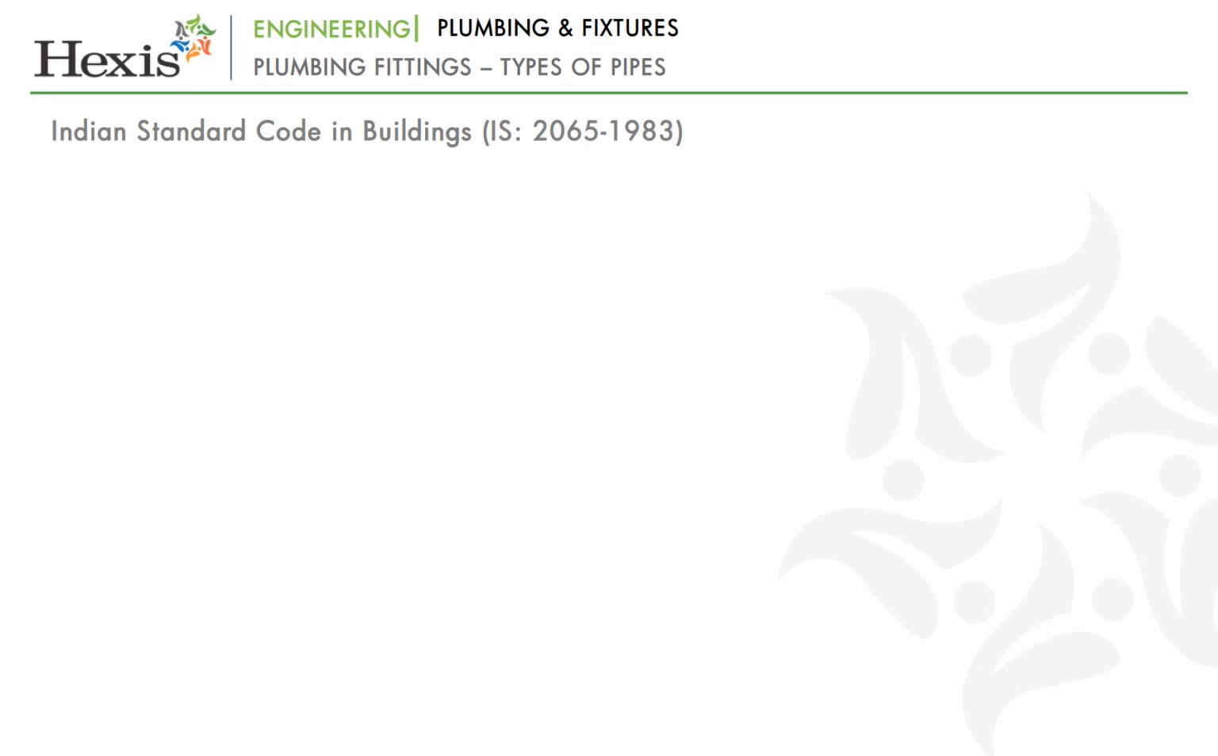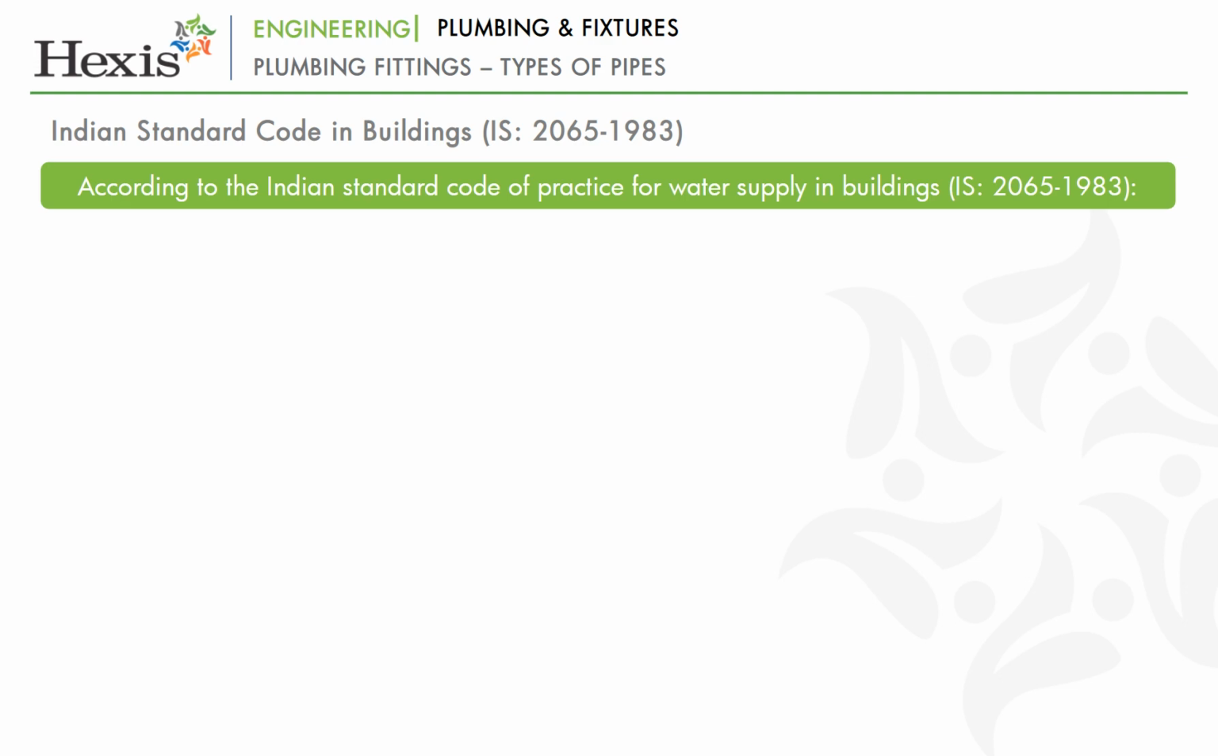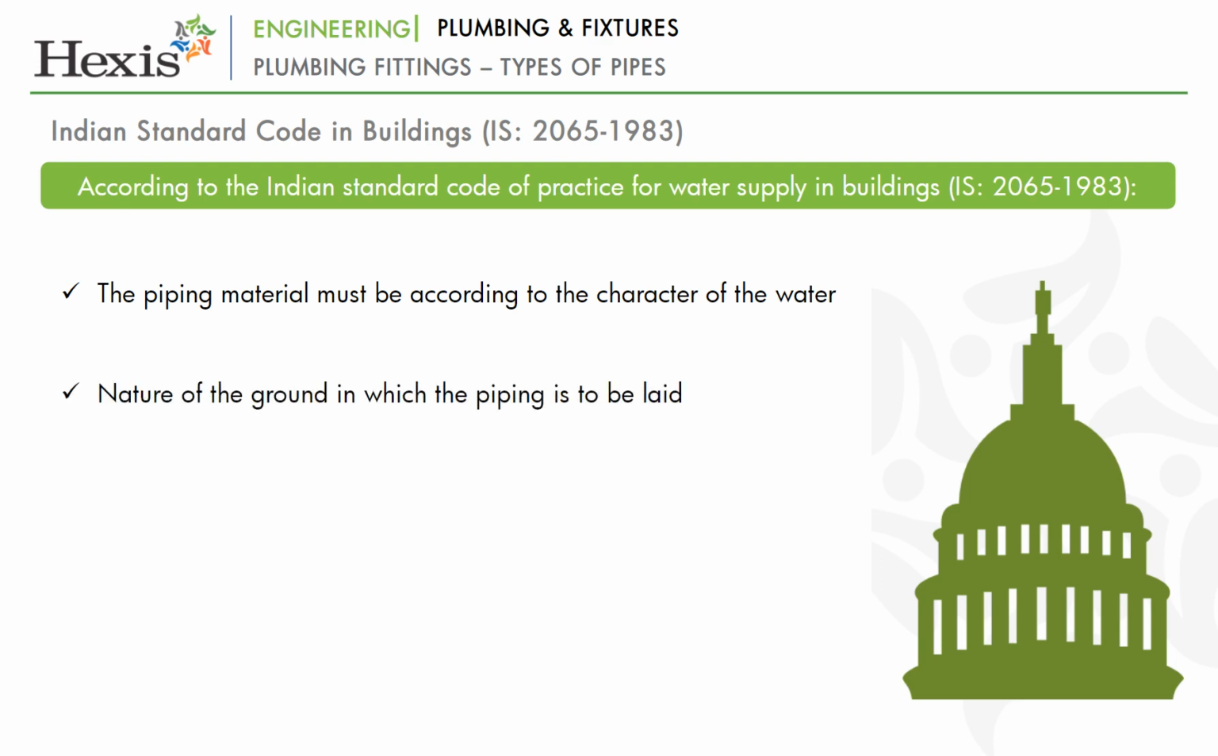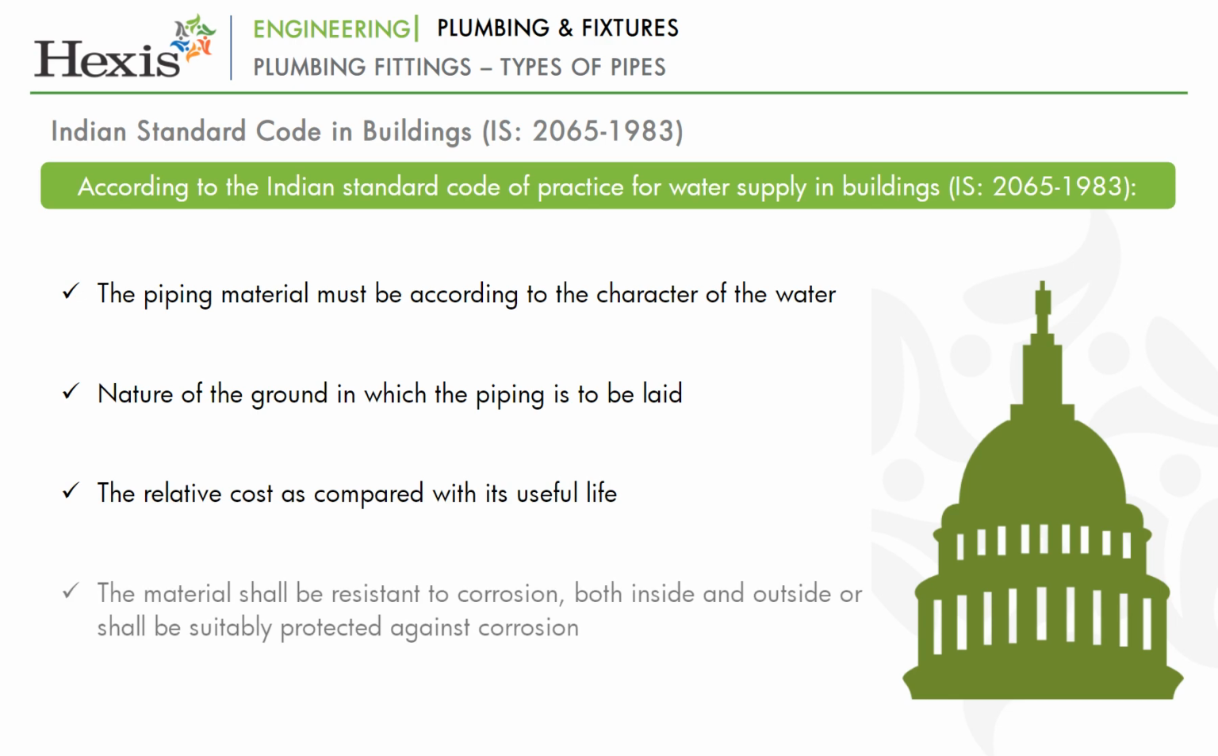An important statutory requirement with regards to piping and fittings. According to the Indian Standard Code of Practice for Water Supply in Buildings, first, while choosing the material for piping and fittings, account must be taken of the character of the water to be conveyed through it, the nature of the ground in which the piping is to be laid, and the relative cost as compared with its useful life. The material shall be resistant to corrosion, both inside and outside, or shall be suitably protected against corrosion.